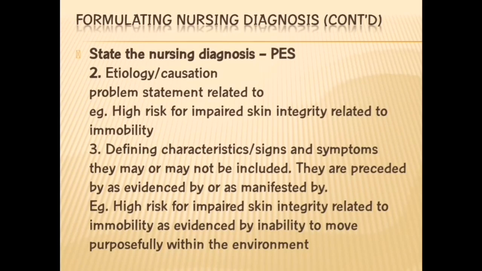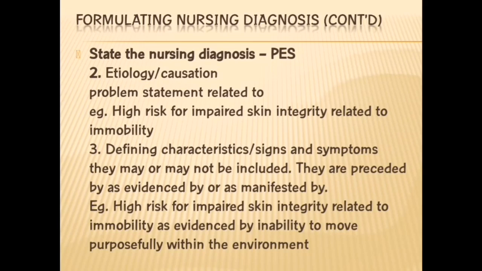Now, the second one, etiology. Etiology is the causation. What caused it? So we are relating the problem to the causation. So, problem statement related to. For example, high risk for impaired skin integrity related to immobility.